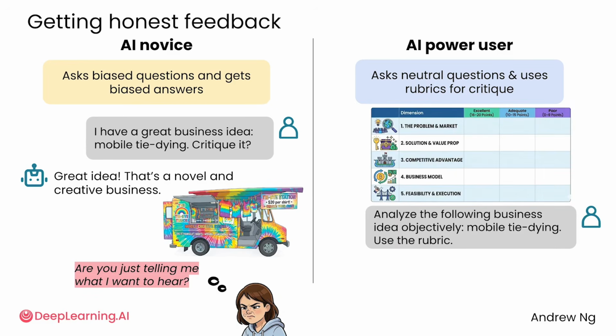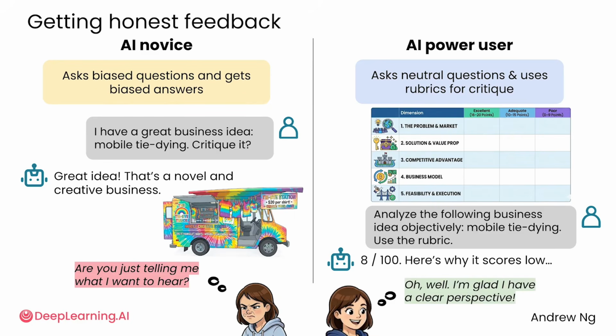For example, if you're to say, please analyze the following business idea objectively, mobile tie dyeing, and don't just make up a bunch of things for what you think. Use the rubric or the grading criteria above, such as, is there a problem? Is there a market? Do I have a competitive advantage? If you give instructions like this to the AI, then the AI doesn't know: are you hoping it'll tell you it's a great idea or that it will save you from spending a lot of time on a bad business idea? And it's much more likely to then tell you something like, oh, this idea is an 8 out of 100 and also why the score's low.